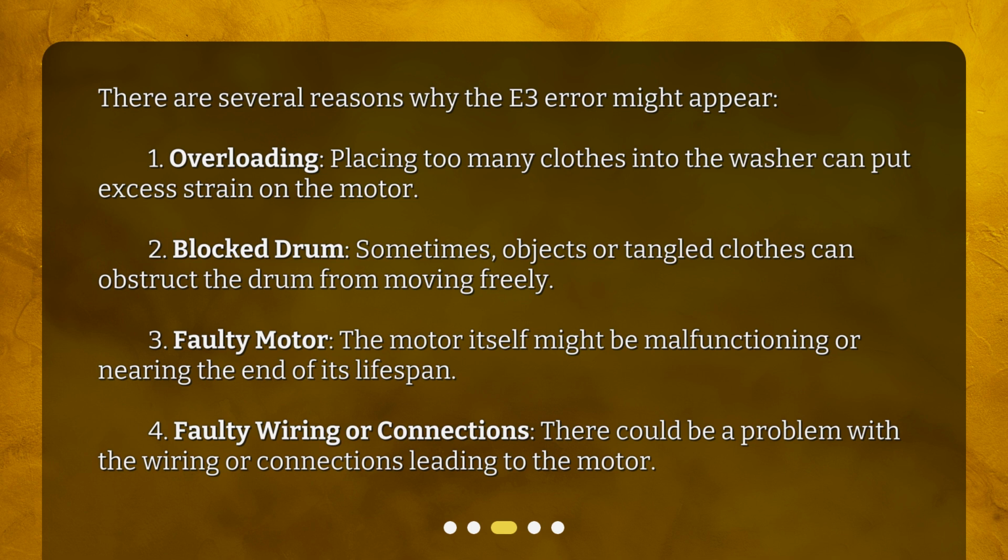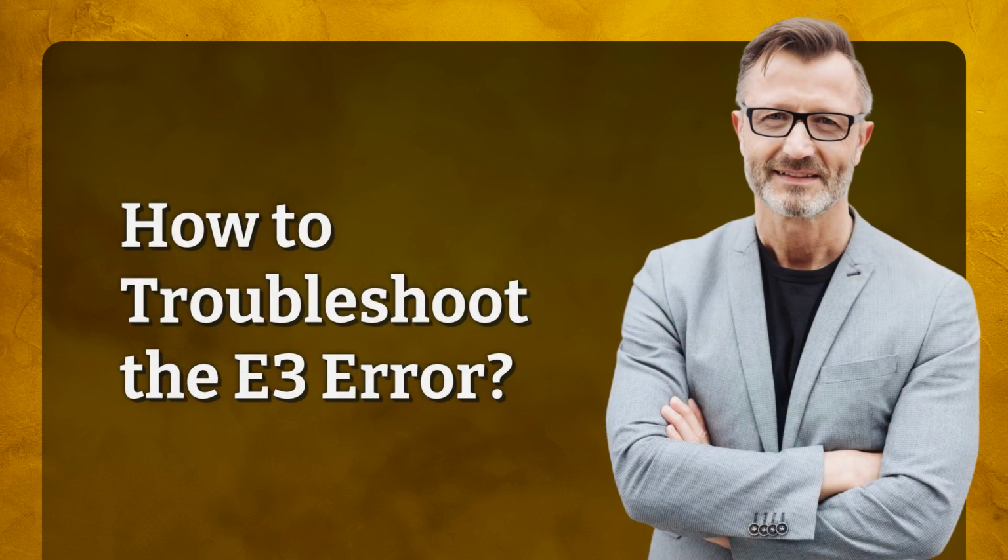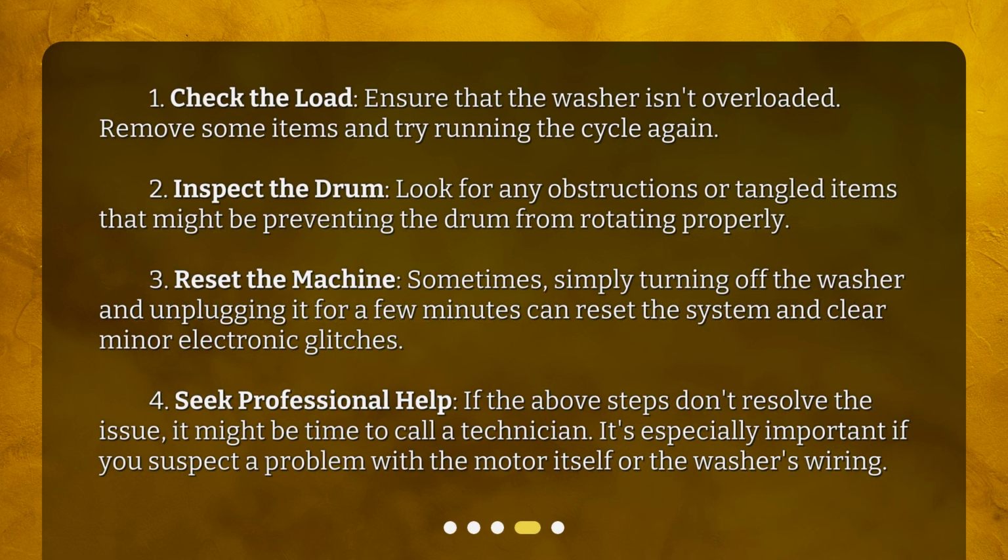4. Faulty wiring or connections. There could be a problem with the wiring or connections leading to the motor. How to troubleshoot the E3 error? 1. Check the load. Ensure that the washer isn't overloaded. Remove some items and try running the cycle again.